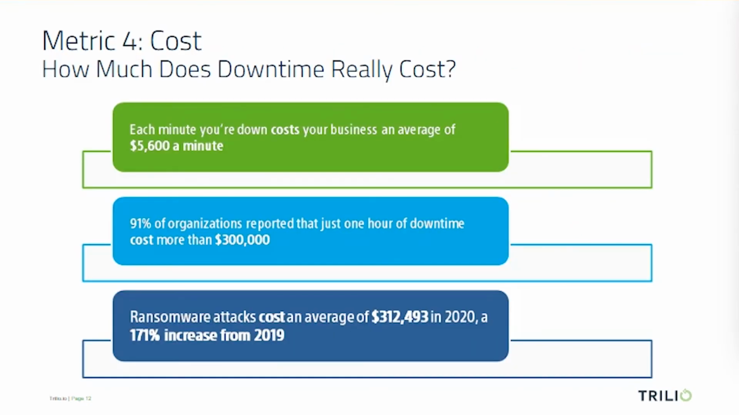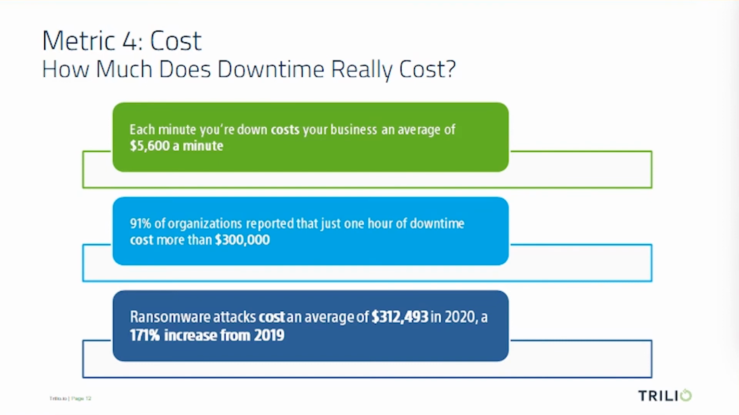And number 4, finally, is of course the cost. It always gets down to the bottom line, right? And so we already saw this 5,000 per minute piece. We also have some more stats here when it comes to 91% of organizations reporting an hour of downtime resulted in $300K of cost. This is outside of ransomware itself.